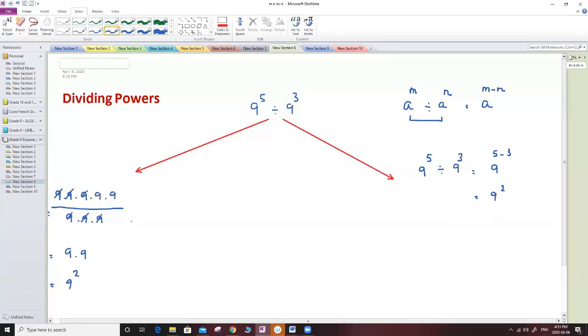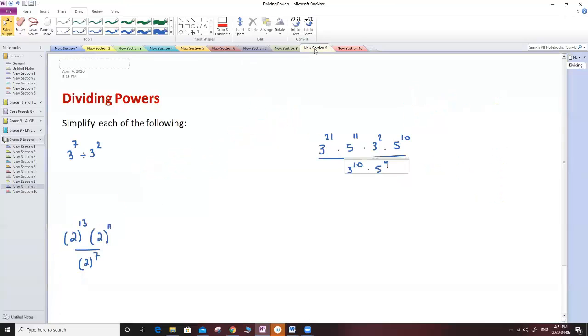But can you see that grade 8 students have to work a little bit more and break down 9 to the power of 5 and 9 to the power of 3. And imagine if we have a large number, it's going to take too much time to break it down and simplify. But with the exponent law now, it's going to be a little bit easier. So let's practice some examples.